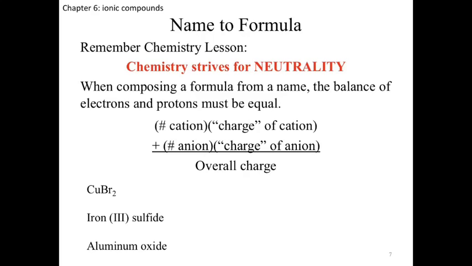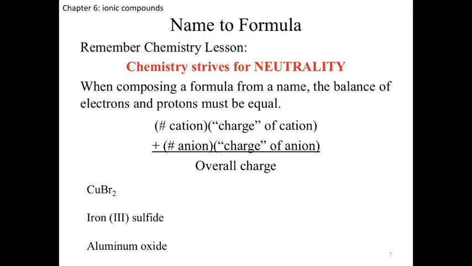Okay, remember, this is a really, really important lesson to remember. Chemistry strives for neutrality. So pretty much everything we do in chemistry is about trying to balance charges as best we can. So when composing a formula from a name, the balance of our electrons and protons must be equal. So we have to have an overall charge of 0.